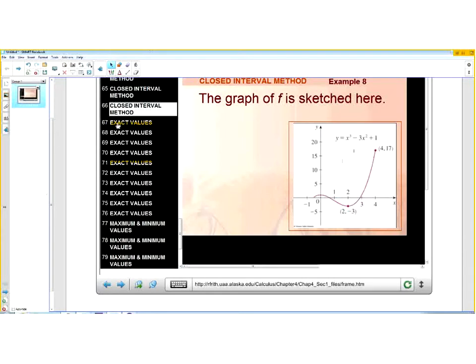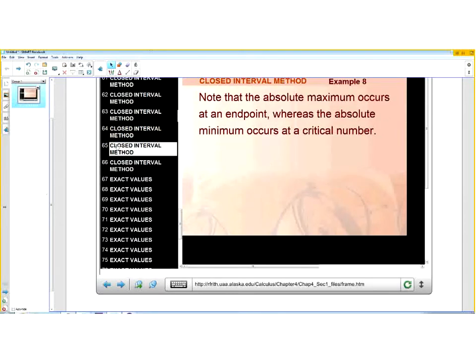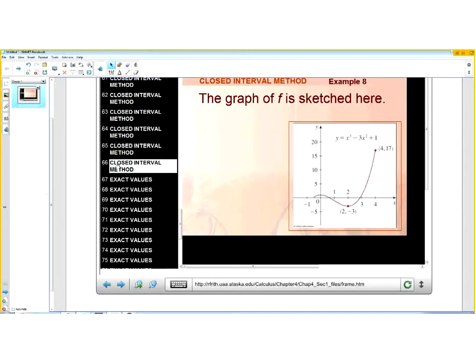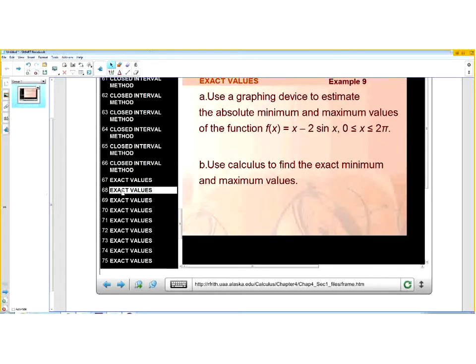Okay, so what's next? Exact values. So you can use the graphing calculator to estimate maximum and minimum values. We've done that. What else? The closed interval method. Exact values. All right, so use a graphing device to estimate the absolute minimum and maximum values of the function f of x. Okay, so we can do that. Let's give that a go on the next page. Let me add a page.